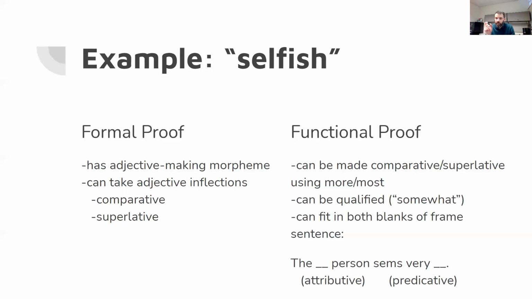Selfish. Okay. Ish is sometimes an adjective making morpheme. Can we say selfisher or selfishest? No, instead we use the functional proof there. More selfish and the most selfish. And that's because it's more than one syllable and it doesn't end in a Y. If adjectives are one syllable, they usually take the ER, EST. If they're two syllables, but that syllable ends in a Y, like happy, they can still take the inflections, but otherwise we usually use more or most. Okay, we could say somewhat selfish, and the selfish person seems very selfish.